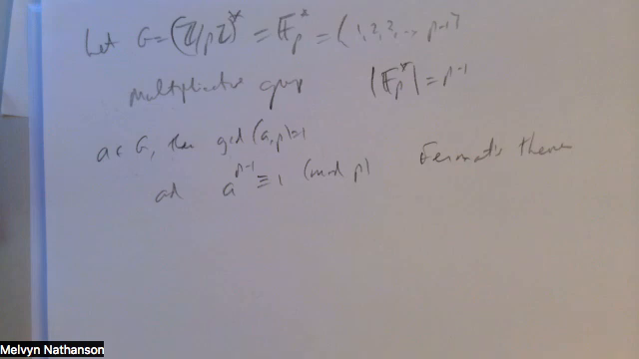Now, we're going to be able, in a very interesting way, and not at all obvious, to associate an abelian group to every elliptic curve. So, let's see.